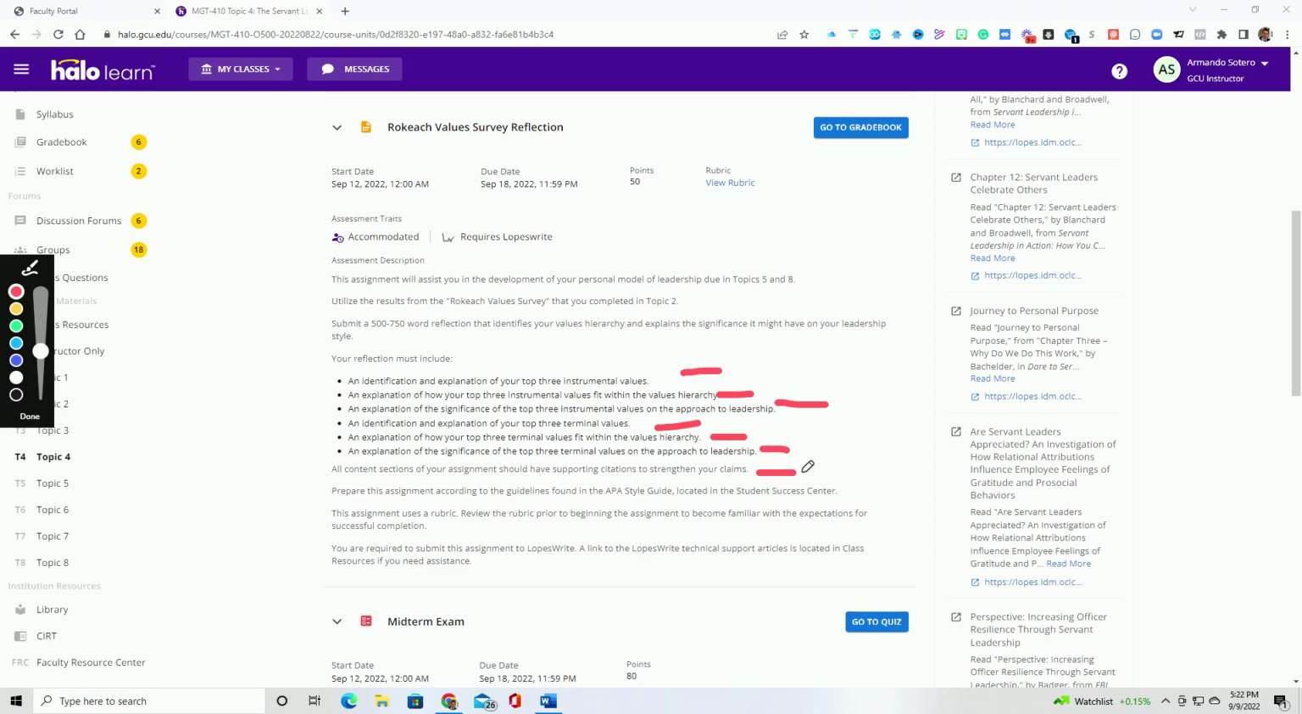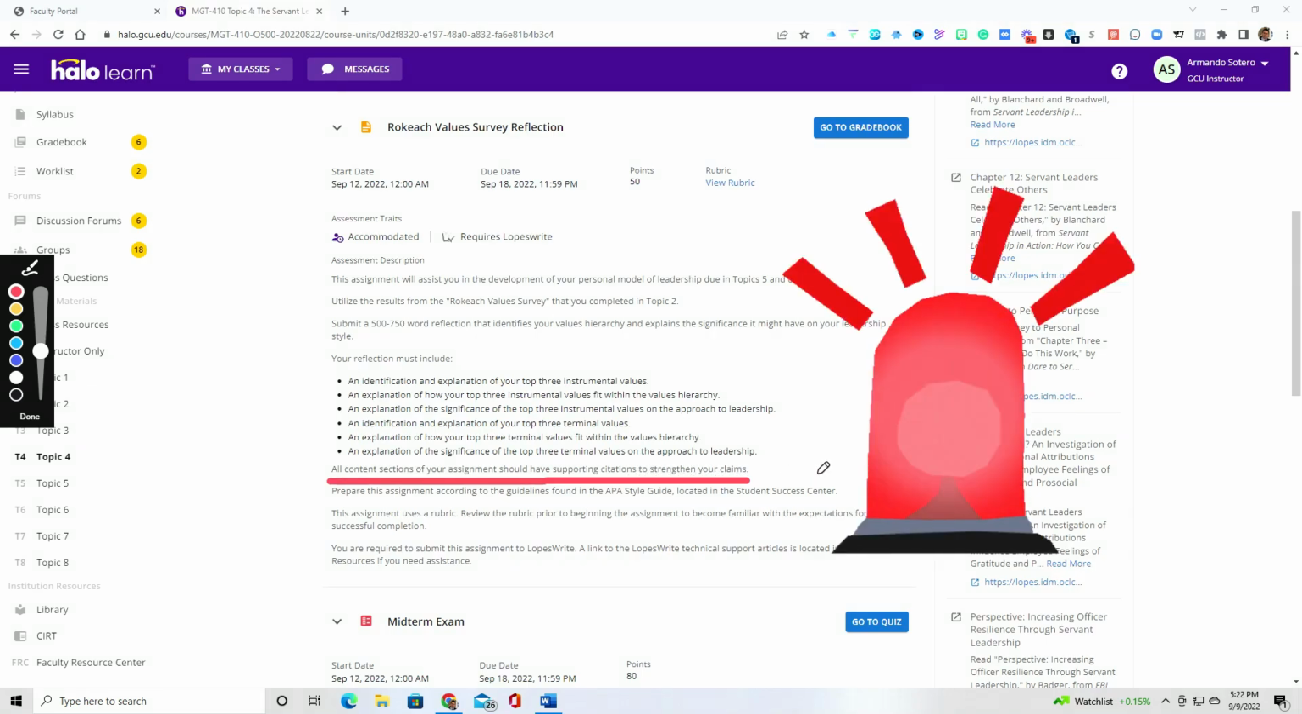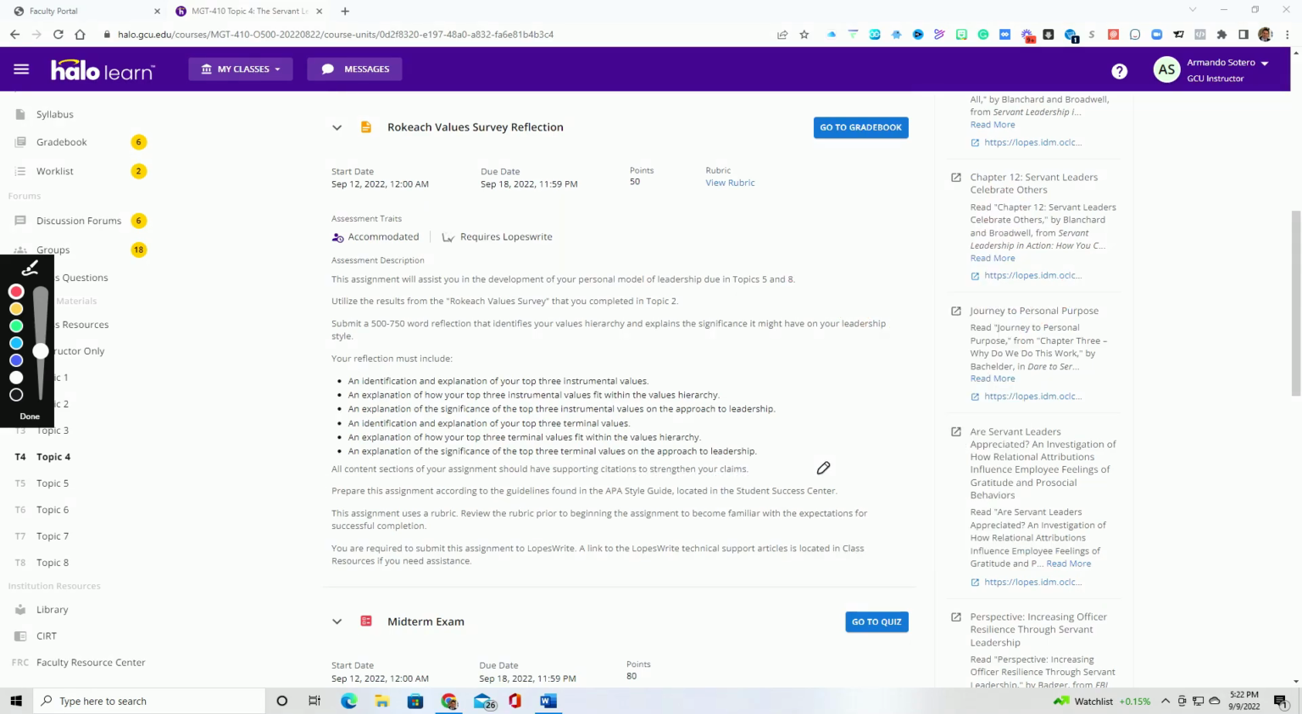So again, it's 500 words or more. So you're going to keep these brief, but you're going to make sure that you cover all of this so that you maximize your points. Okay? I want you to read this section right here. All content sections need to have supporting citations. So what does that mean? It means that every paragraph that you write, you need to have an in-text citation. Right? You need to give credit. You'd rather over in-text cite than under in-text cite and bring up the plagiarism red flag.